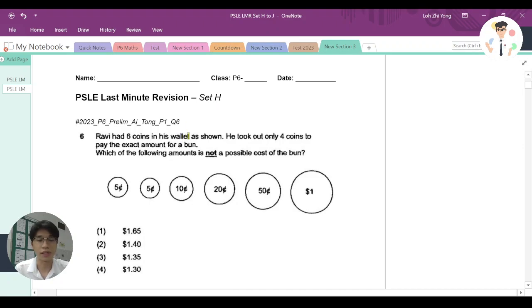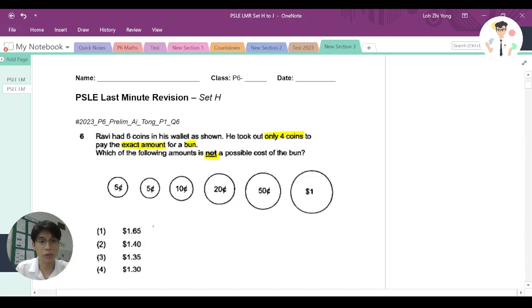Ravi had 6 coins in his wallet as shown. He took out only 4 coins, which is a keyword here, to pay the exact amount for a bun. Which of the following amounts is not a possible cost of the bun? Okay, so we can just do some trial and error and check.